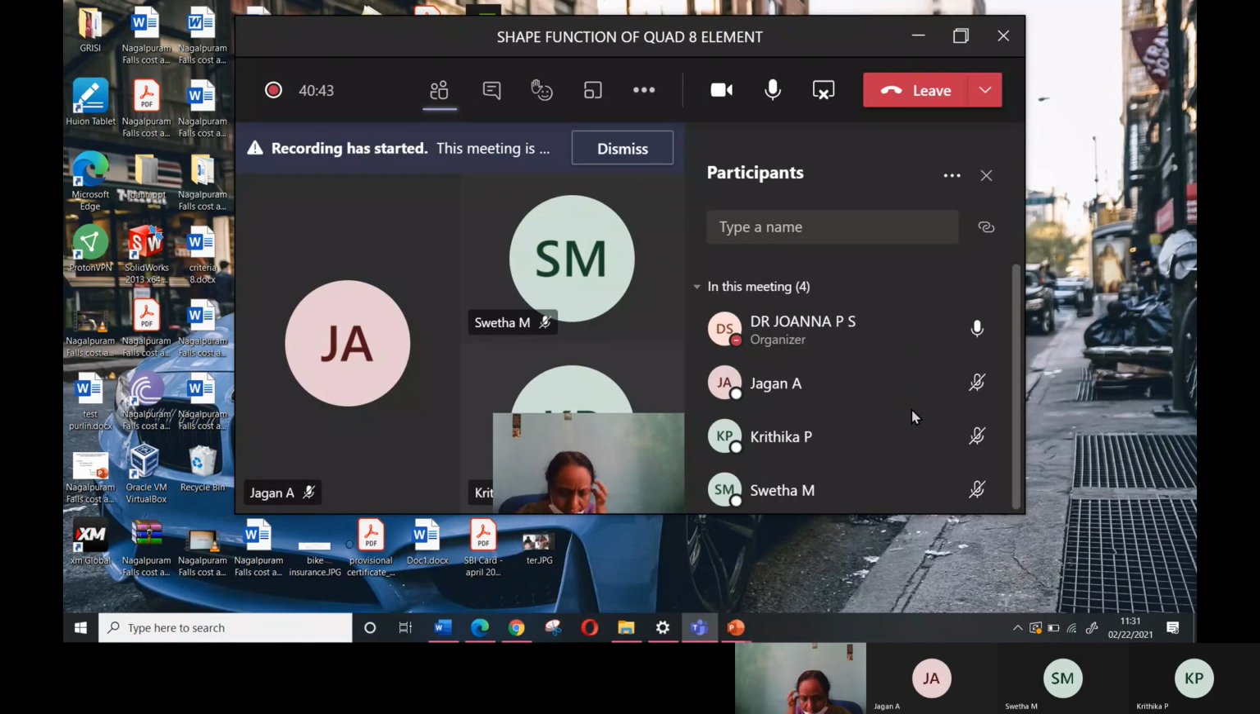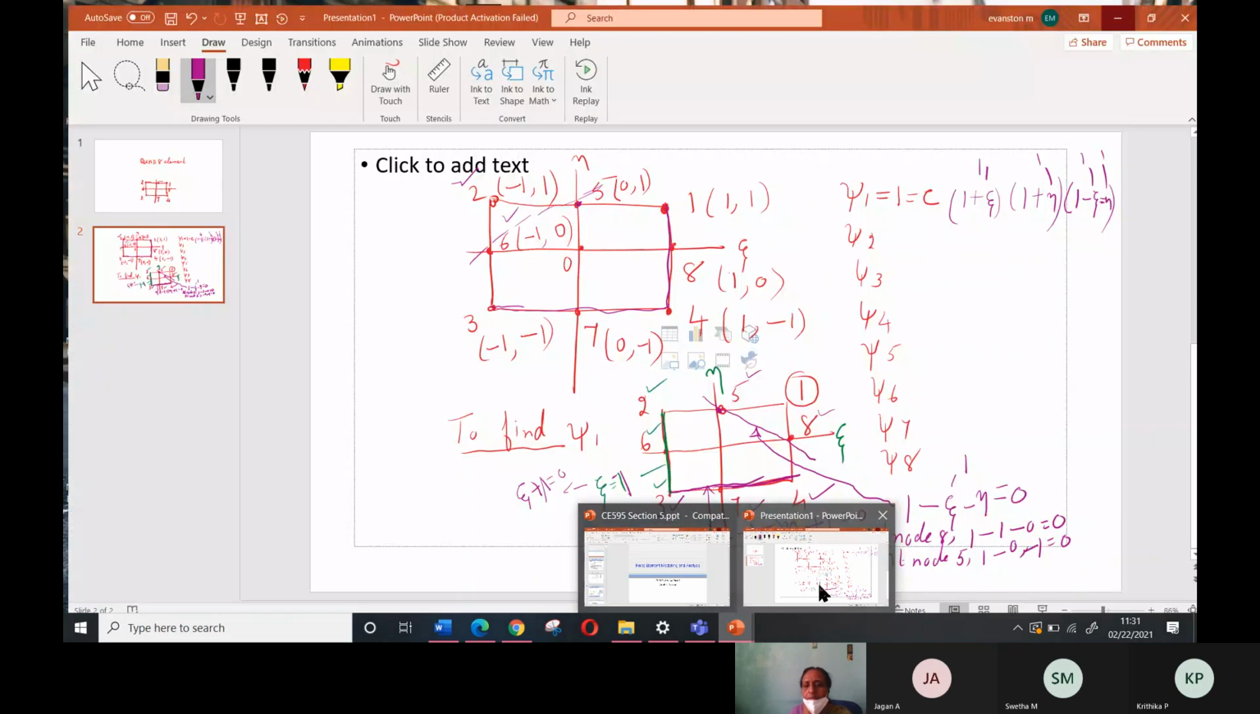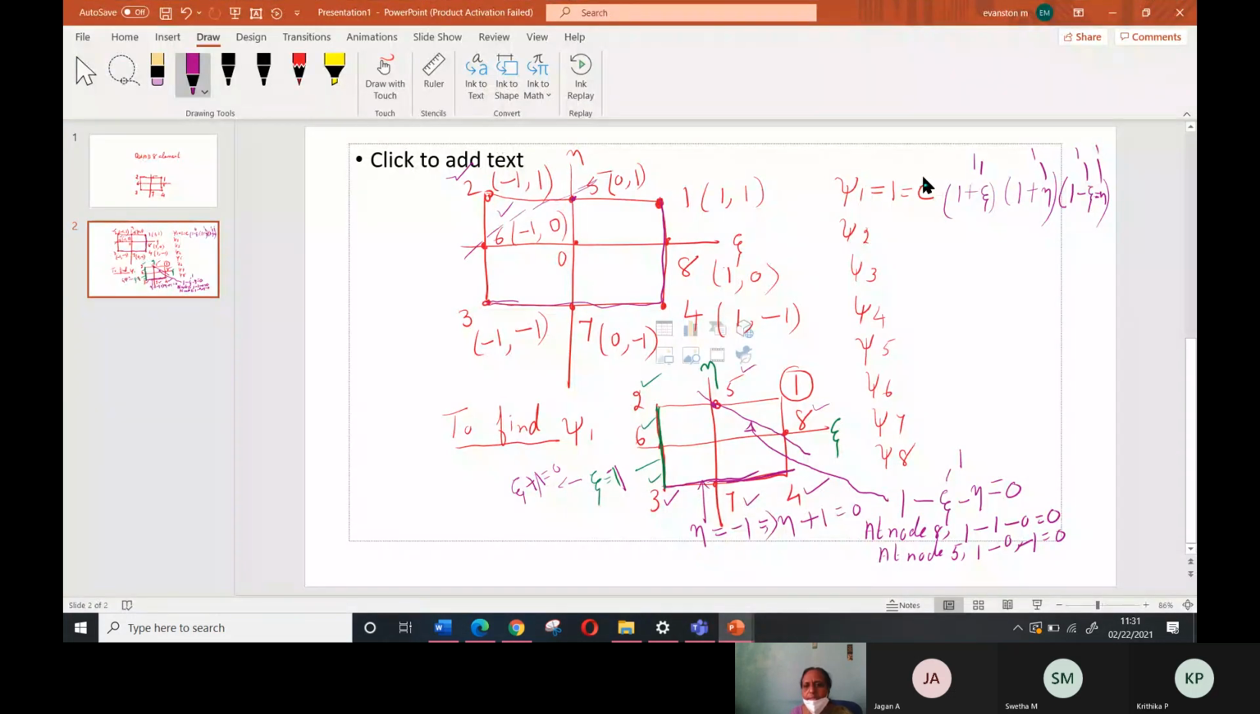So I can write xi 1 is equal to, the C value I can substitute as minus 1 by 4. Similarly, you do it for the other shape functions, psi 2, psi 3. First you write the equation, then you try to solve it. Find out the value of C.